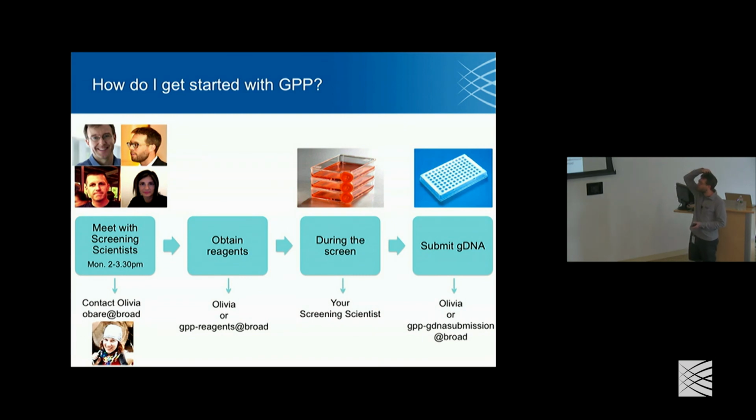Okay, so just to wrap up, how do you get started with GPP? Generally the way that most projects start is you'll meet with a screening scientist. We actually have reserved every Monday an hour and a half where Dave Root, myself, Federica, and Scott all have that time blocked off. So it's very easy to just email Olivia or one of us and schedule a time then, and we'll meet with you and talk about your screen for an hour and a half.